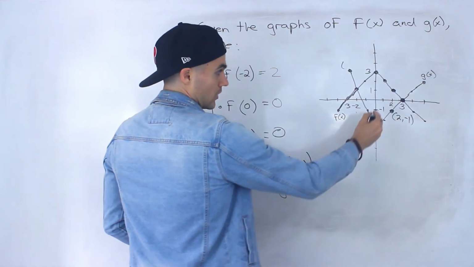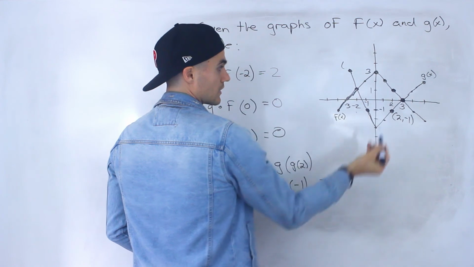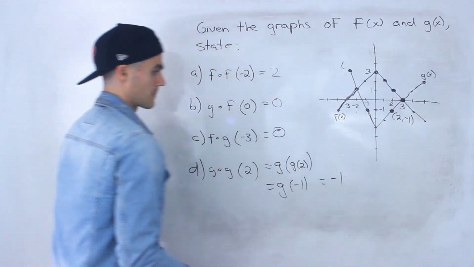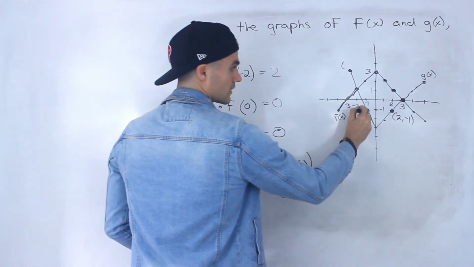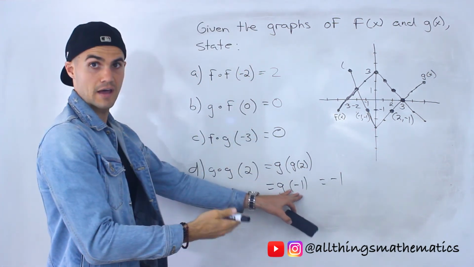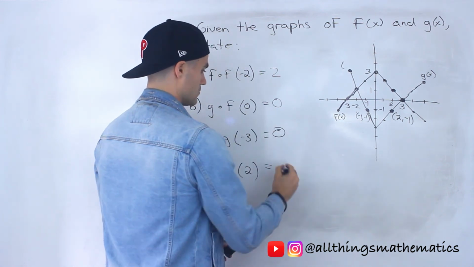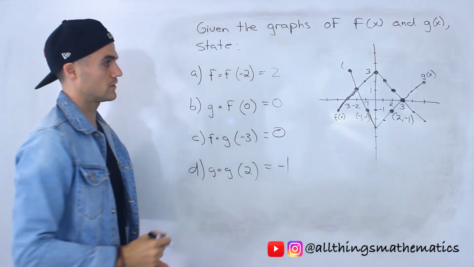And what's g of negative 1? Well, we would go to negative 1. On the g of x graph, we'd end up getting negative 1 as well, because this coordinate here is negative 1 and negative 1. The y value is negative 1 at an x value of negative 1. So the answer to part D is negative 1.